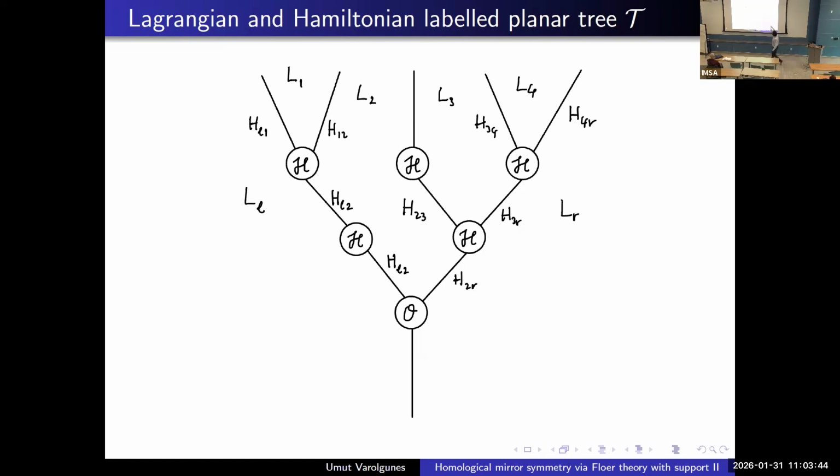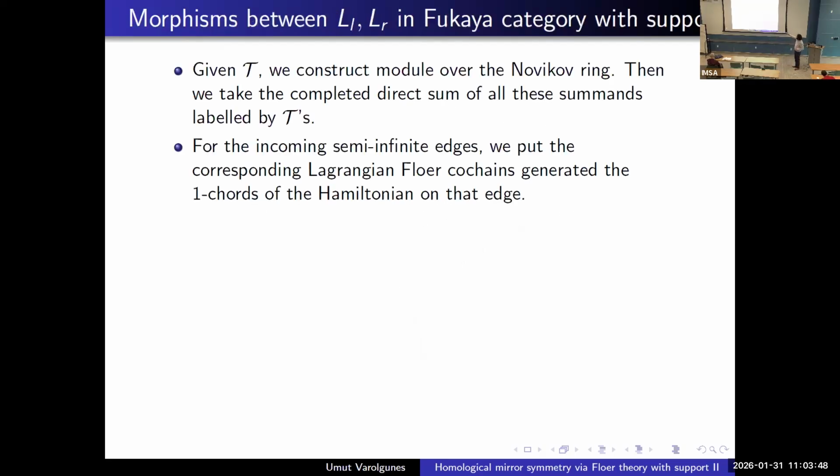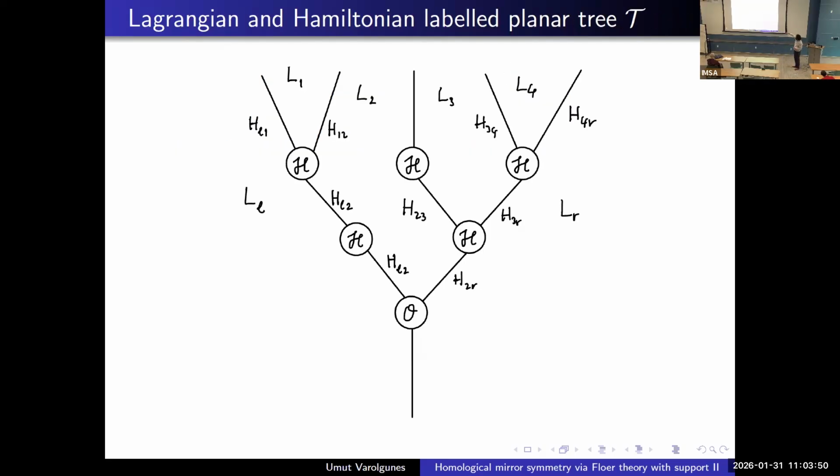Now I'm trying to tell you how, for this tree, you're going to associate a module. The first bit is you do Lagrangian Floer homology between, like, L_L and L_1 with the Hamiltonian H_L1. That's the data at vertex two.